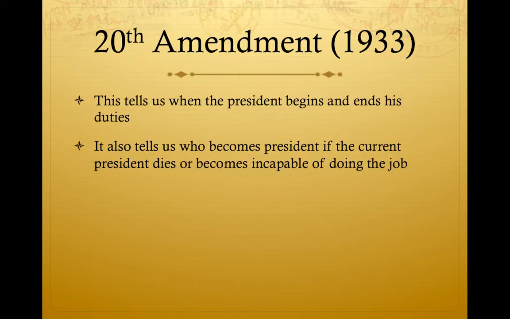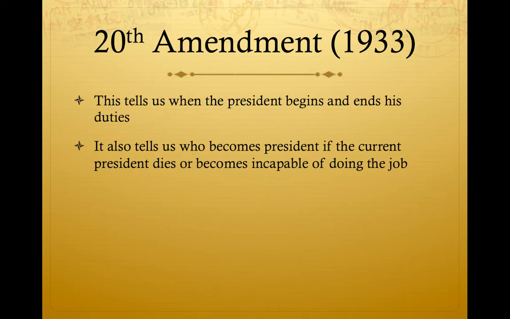The 20th Amendment, passed in 1933, tells us when the president begins and ends his terms, and it also tells us who becomes president if the current president dies. Before that, it was kind of assumed and it was practiced that the vice president would take over, but the 20th Amendment specifies very particularly what should happen if a president is to become sick.